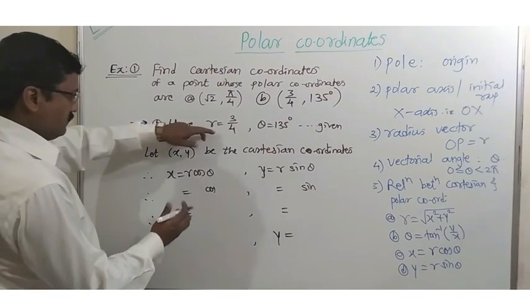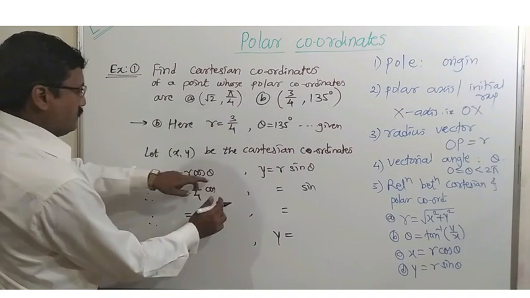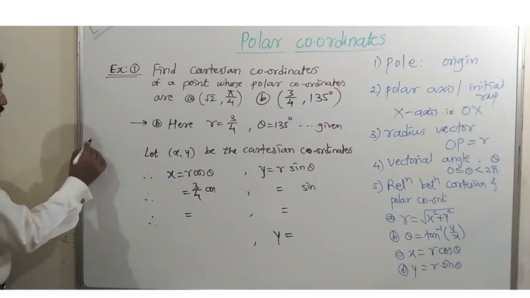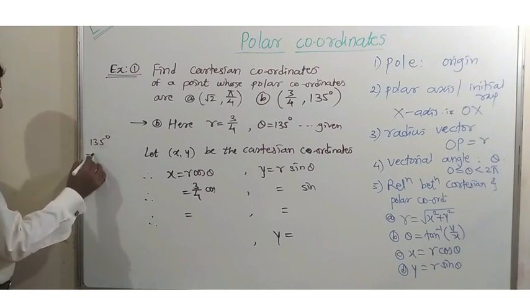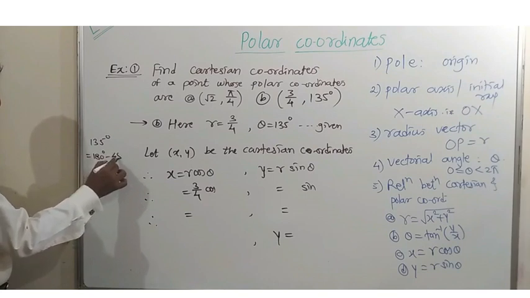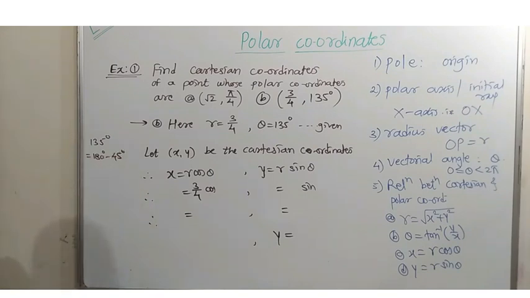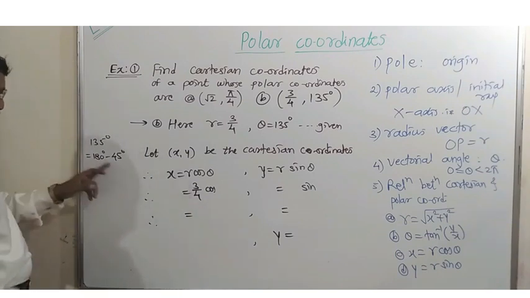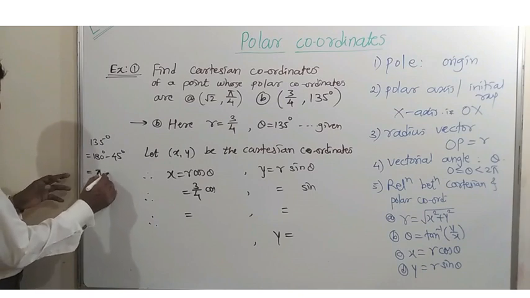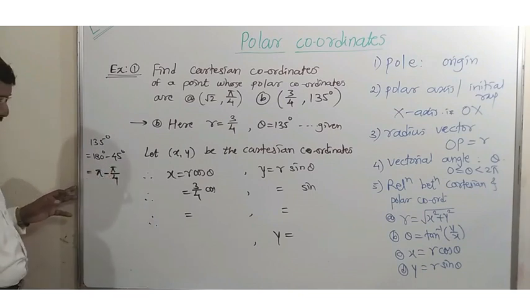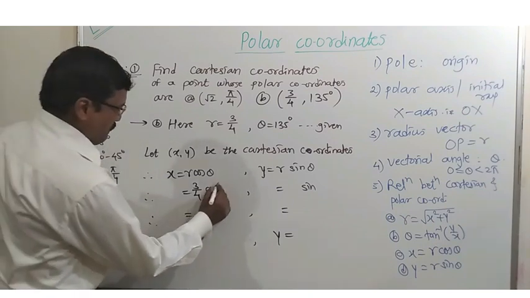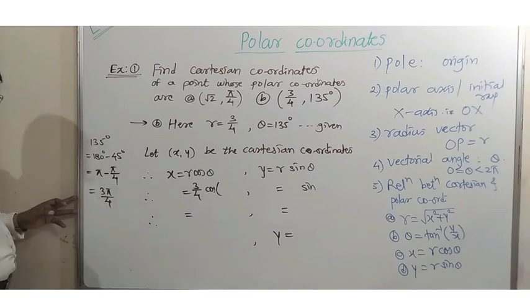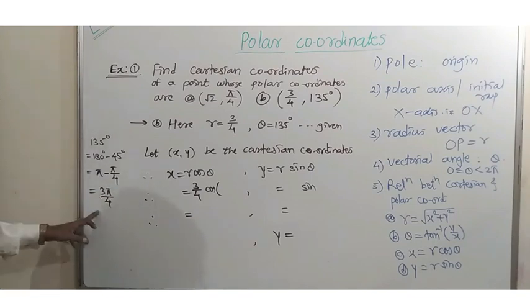What will be r? R is given 3 by 4 into theta is 135. Theta 135 means it is 135 degree. It is equal to 180 minus 45. Either you can write it as 90 plus minus or 180 plus minus. It is convenient to write here 180 minus. 180 means pi. So pi minus 45 means pi by 4. So here this is cos of pi minus pi by 4, it is equal to 3 pi by 4. Okay, 135 is nothing but 3 pi by 4.